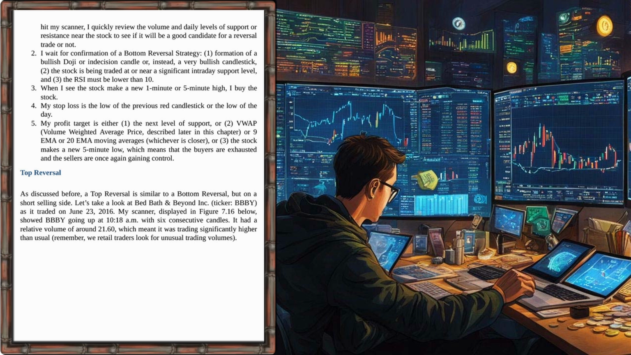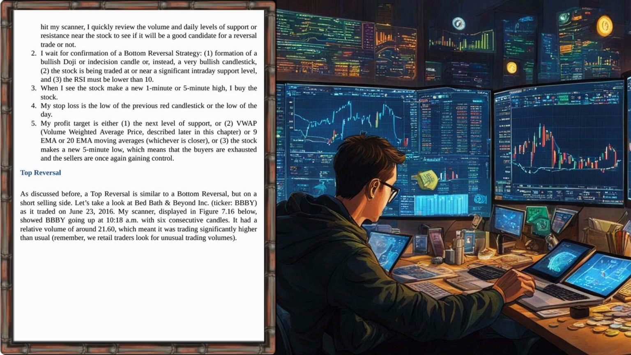2. I wait for confirmation of a bottom reversal strategy. 1. Formation of a bullish doji or indecision candle, or instead a very bullish candlestick. 2. The stock is being traded at or near a significant intraday support level. And 3. The RSI must be lower than 10. 3. When I see the stock make a new 1-minute or 5-minute high, I buy the stock. 4. My stop loss is the low of the previous red candlestick or the low of the day.